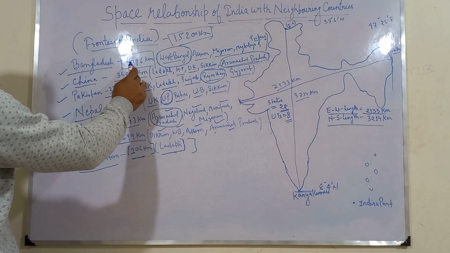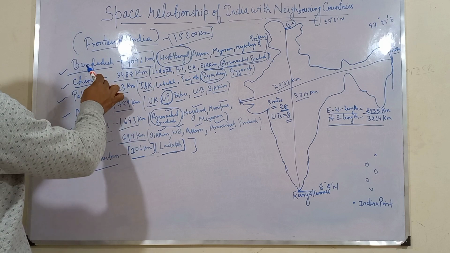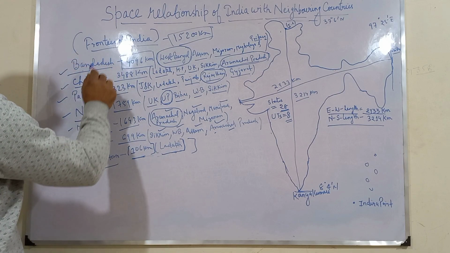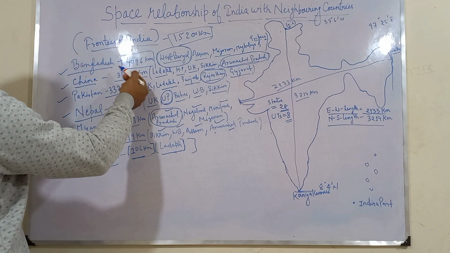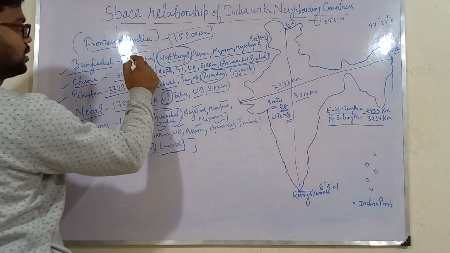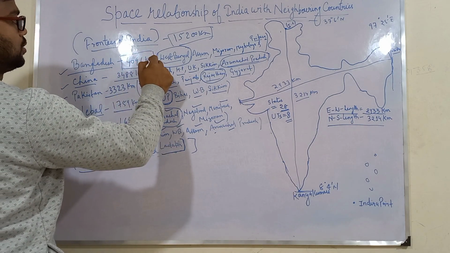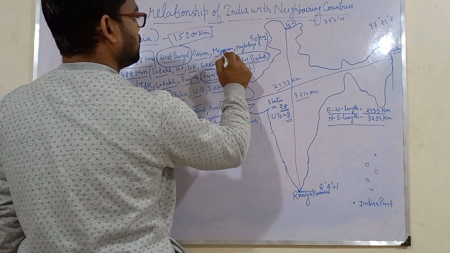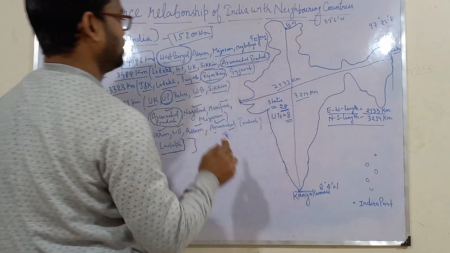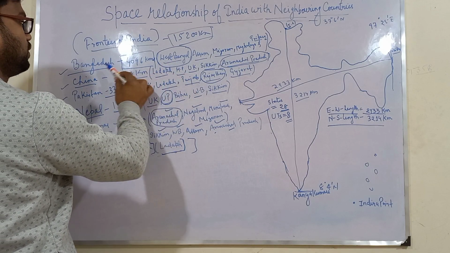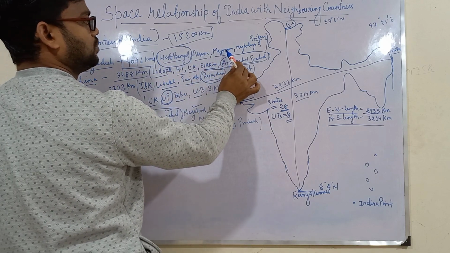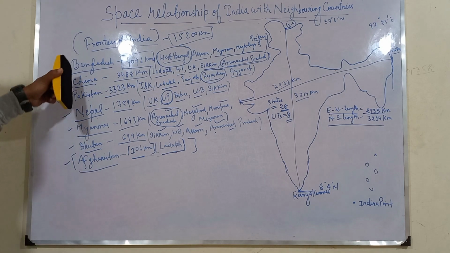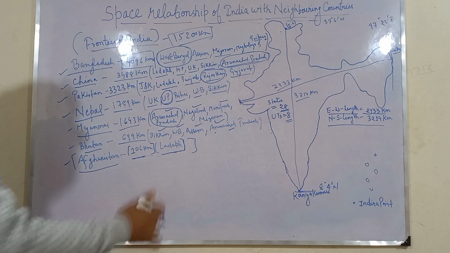Now, this is the total length of the land boundaries of these countries with India, and these are the states in India which share land boundary with these countries. So first one is Bangladesh. It has the maximum land boundary with India, that is 4096 kilometers, and the states sharing land boundary with Bangladesh are West Bengal, Assam, Mizoram, Meghalaya, and Tripura. Note this down. And among these, which state shares the maximum boundary with Bangladesh? That is West Bengal.